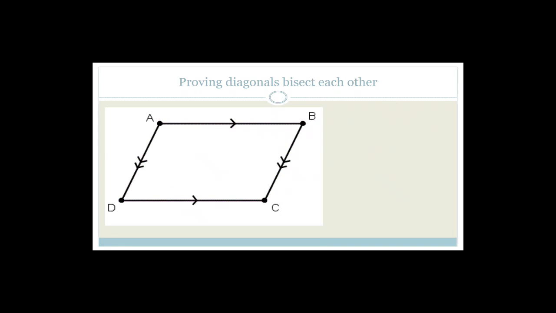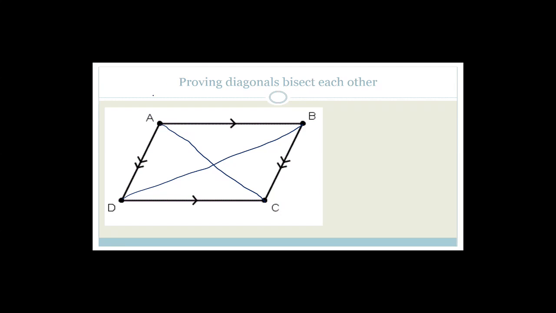Now let's prove the diagonals bisect each other. It's quite a lot of proofs that we have to go through, but there is a reason for it. So again, we're going to join the diagonals. But grade 10s, when you draw this in the exams, you need to use a ruler and a pencil. You cannot go around using pens and drawing squiggly lines like I've done. You have to use a ruler and a pencil.